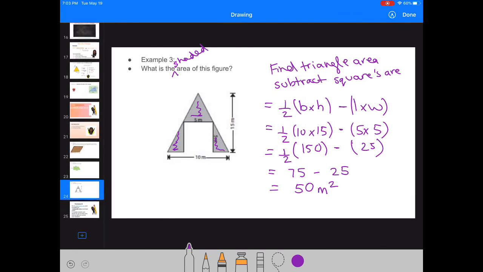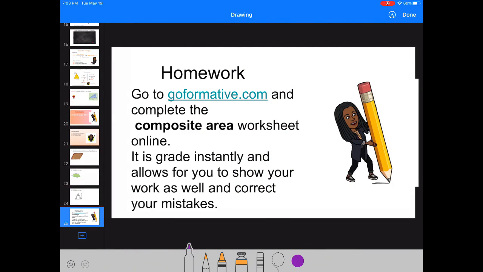All right. Now, your homework, you're going to go on to Go Formative, and there is a composite area worksheet, and it's online. It grades itself instantly. It allows you to show your work so you can work through your mistakes. Make sure you come back to this video, look at the PDF, whatever you need to, so you understand how to do these composite shapes. But just remember, composite shapes, treat it like a puzzle piece that you have to put together. When you're putting something together, you're adding. So draw lines where you can see where you're going to have the different shapes that you can put together. All right.